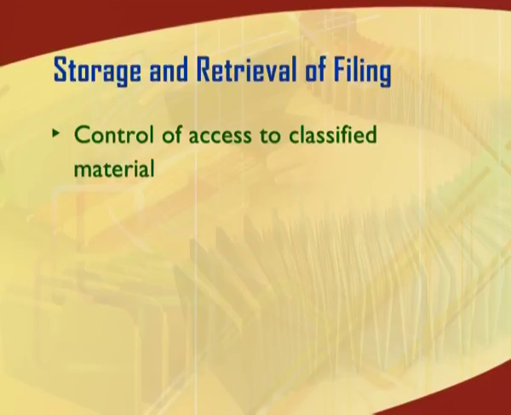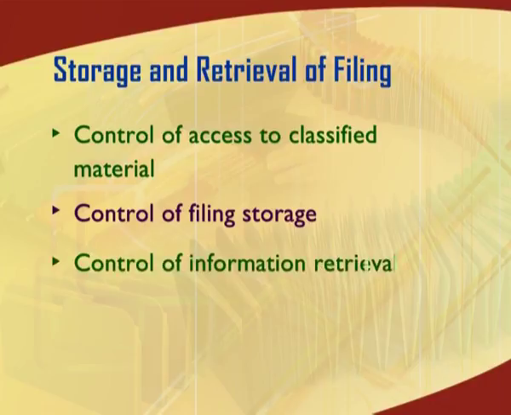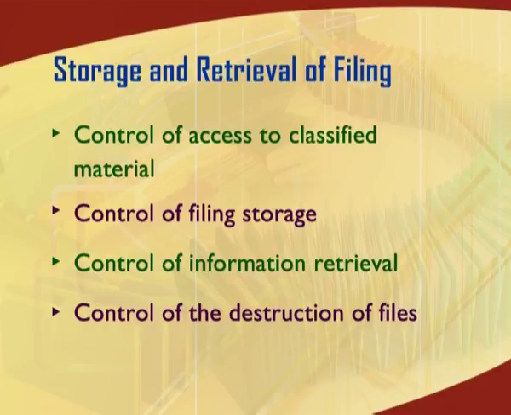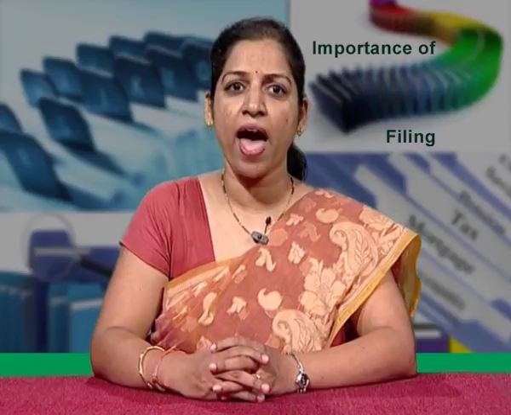The control of records entails the control of access to classified material, control of filing storage, the control of information retrieval, and the control of the destruction of files. Each of these is briefly discussed. The control of access to classified material. Some records are irreplaceable. If these fall into the wrong hands, it can damage the organization. Special precautions should therefore be taken to ensure that this does not happen.